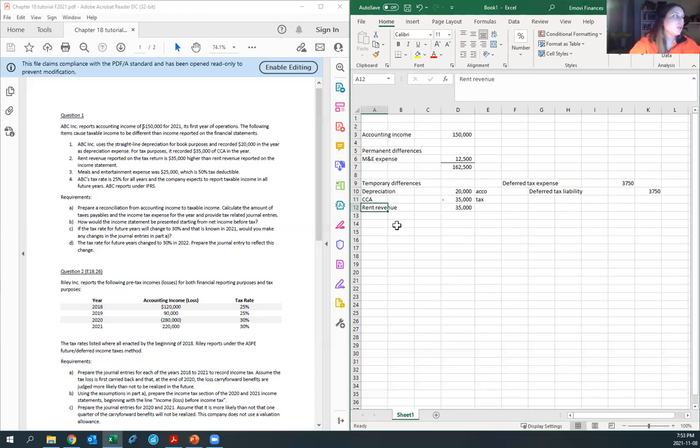Rent, yeah. It says here that what I have on my tax return is $35,000 higher than what's in my books, what's in my income statement. So when you're looking at your accounting income, it's what's in your books. So here, you're missing the $35,000 that's higher in your taxes. So you want to add it to get to your taxable income here, because your taxable income is going to be at least $35,000 higher because of that difference between the two.